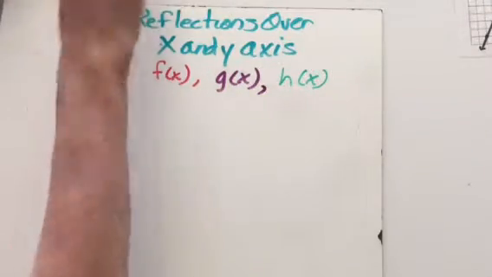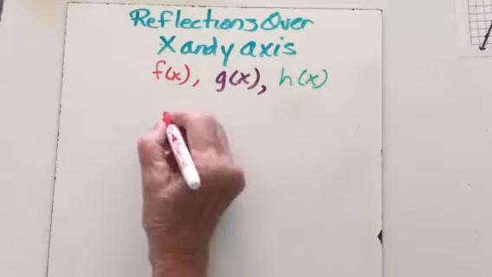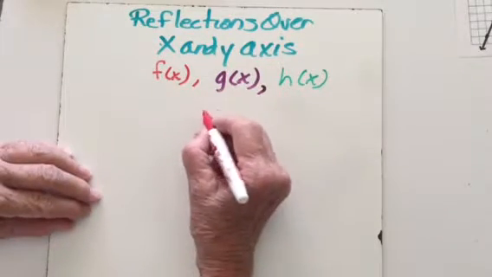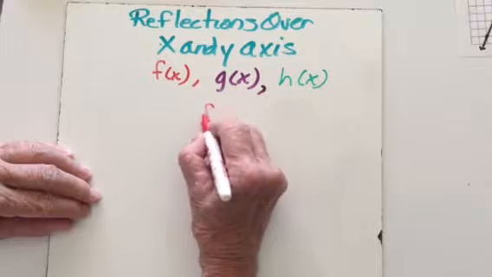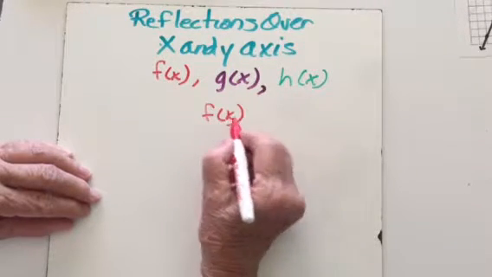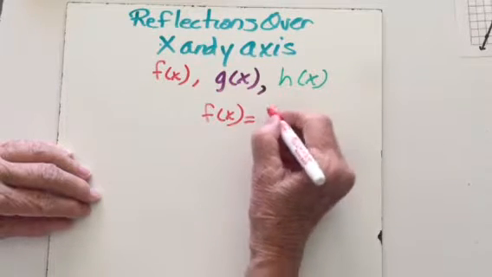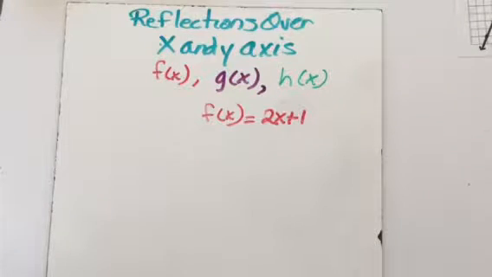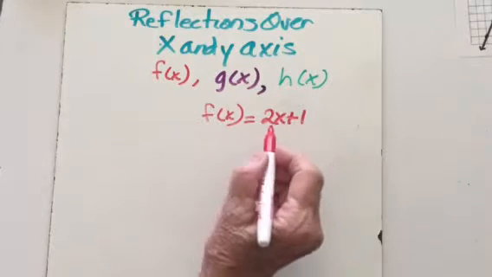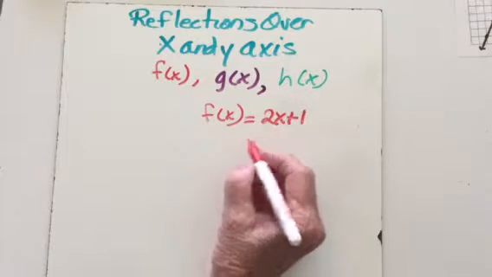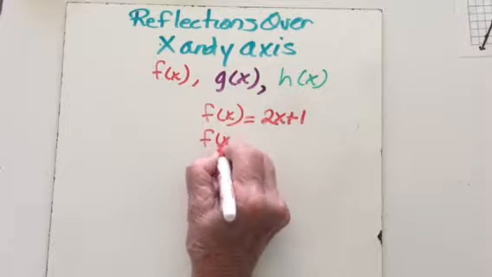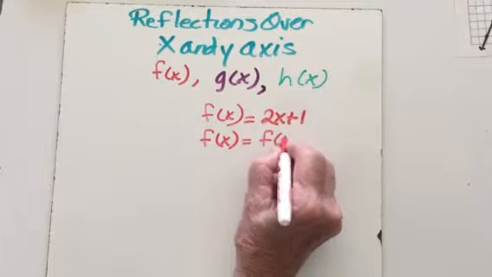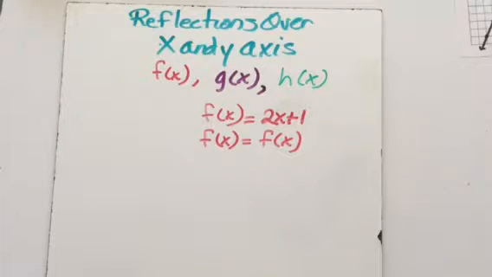So my first one, I'm doing red. Let's say that my basic equation is f of x, and remember, f of x stands for y, equals 2x plus 1. They're the equations that we've been dealing with. So f of x equals 2x plus 1. Now, if I want to change that, by the way, can I say this? f of x equals f of x? Do you see any difference? They're both saying the same thing.